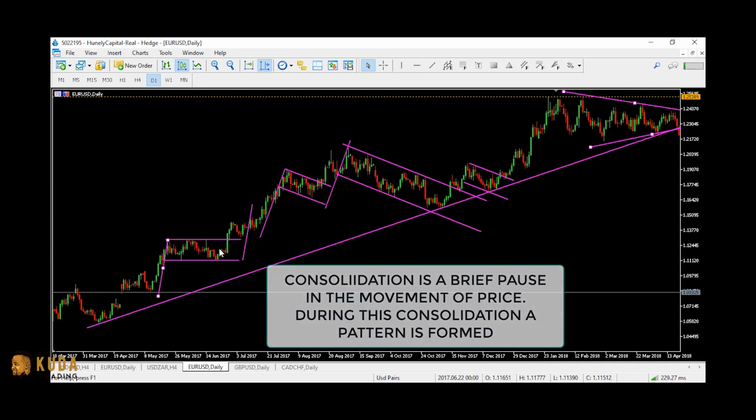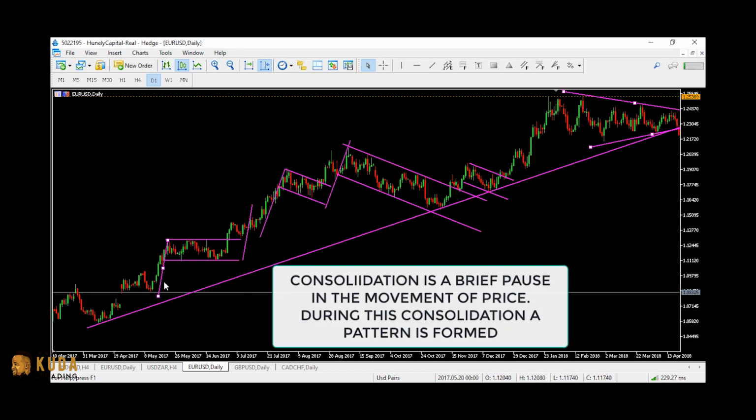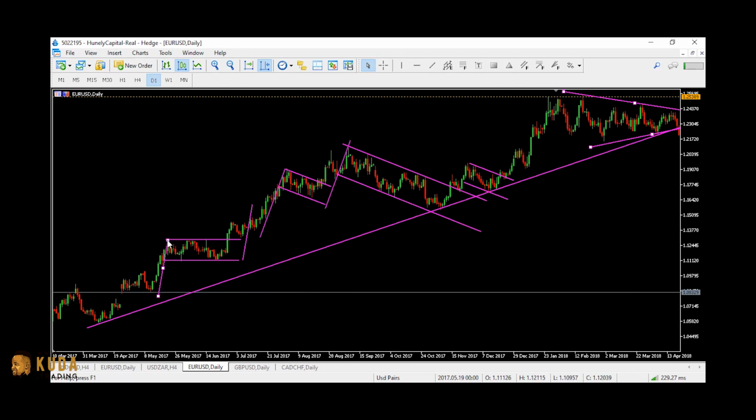During that brief pause, a pattern is formed. This pattern is what gives us an indication as to what the market is going to do next. So the market here was moving aggressively. It pauses, appears to go sideways, right? And then we see a flag forming here, right?